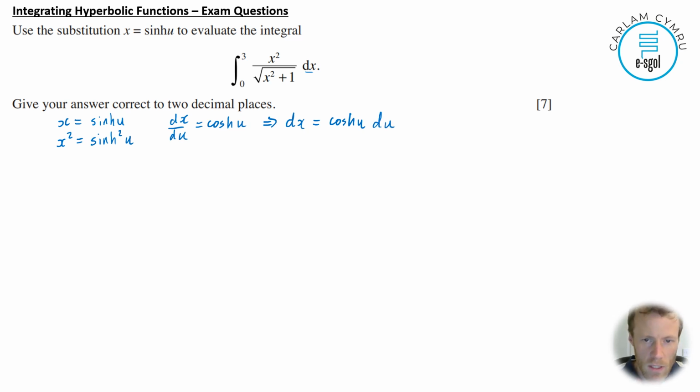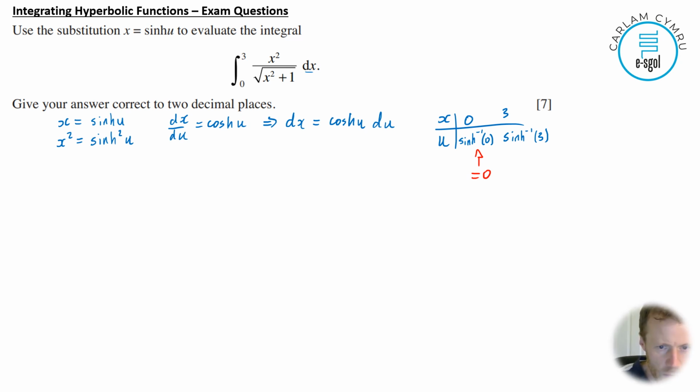There's one more thing that I need to remember to replace, and that's the limits. So the limits at the moment in terms of x are 0 and 3. I need to change them into something involving u. This one here, I'm just going to write inverse sin of 0, and this one here is inverse sin of 3. This here just equals 0, so I'll just write 0 from now on. This other one equals some horrible decimal, so I'm not going to write that. I'll just write inverse sin of 3.